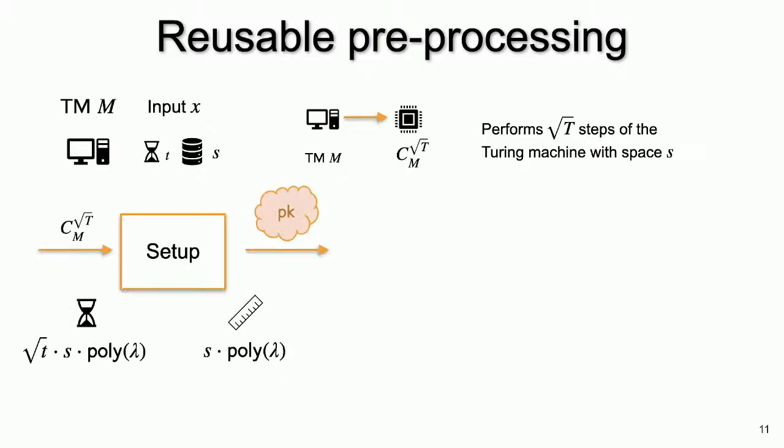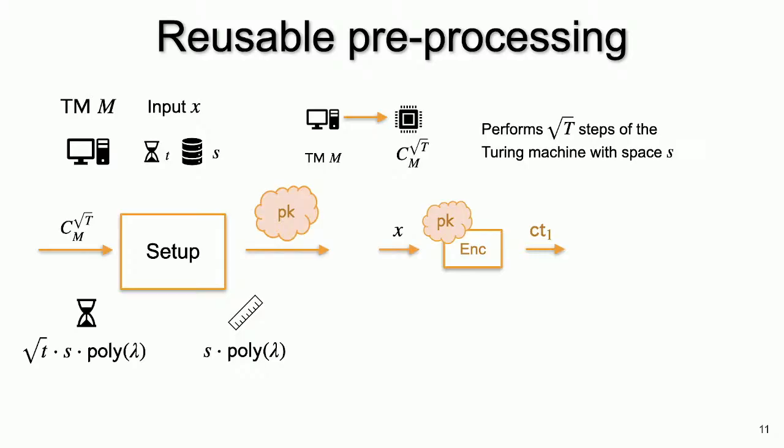Okay? So now the setup will take this circuit, and it will take time square root t times s times poly lambda to produce. But the size is short. Size is still s times poly lambda, and you get the short public key. So let's do something before. Let's just encrypt x under this and output CT1.